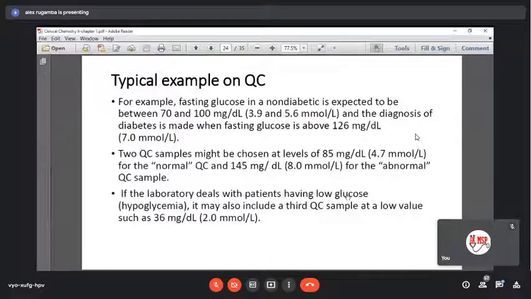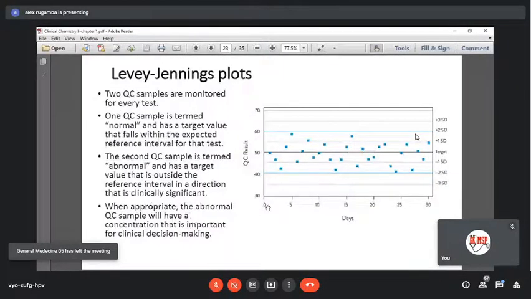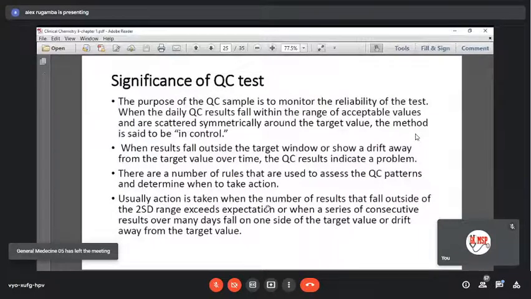So this is what I was saying. For quality control, you have a normal control and an abnormal control, negative and positive. For example, fasting glucose in non-diabetics is expected between 70 and 100, and diabetes is diagnosed when fasting glucose is above that. So the two quality control levels might be chosen accordingly. The laboratory deals with patients having low glucose, and I think I've talked about all these things.